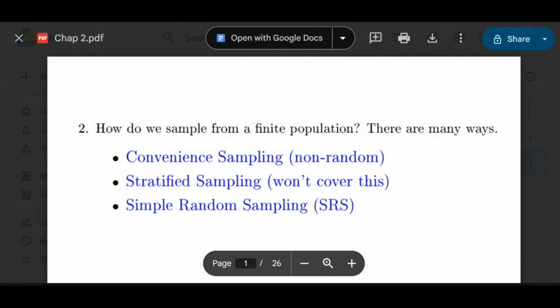We will not talk anymore about stratified sampling because the math around stratified sampling is quite complicated. So we will not play with this anymore. But we'll talk about simple random sampling a little bit. Simple random sampling is actually the best way to get a sample if you want to get one.